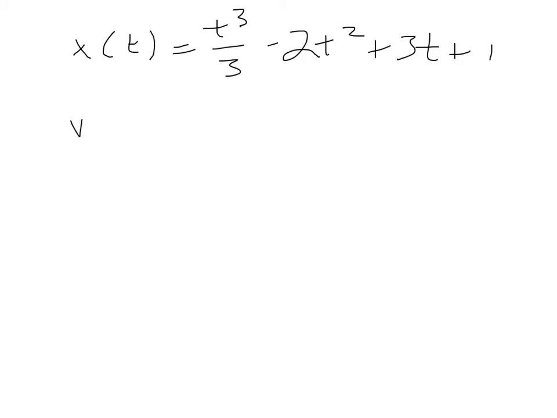So in order to know any of those, we have to come up with a v of t equation. And what is the v of t equation? Jacob, go ahead. It would be, I think, 3 times 1/3, that cancels it out, so it would be t squared. Good. Minus 4t plus 3. Good.